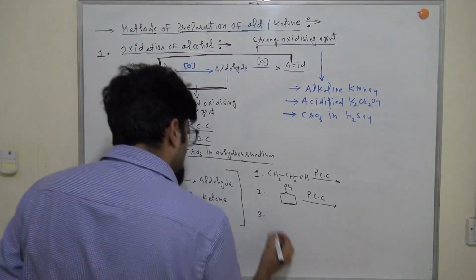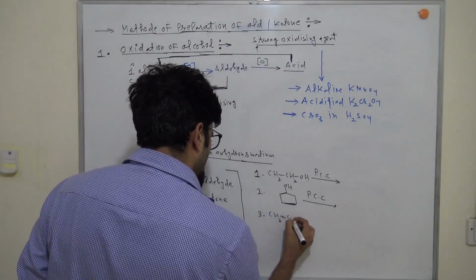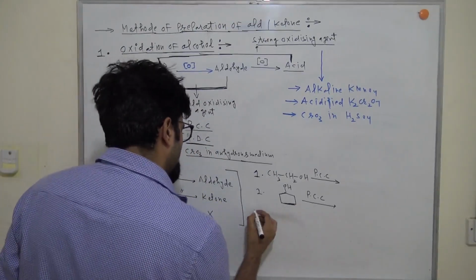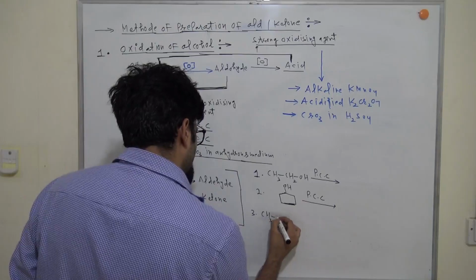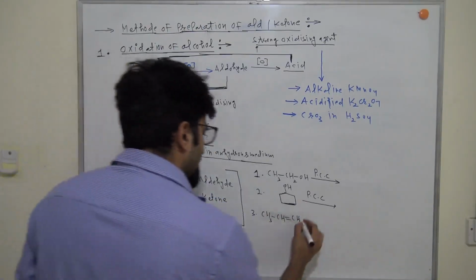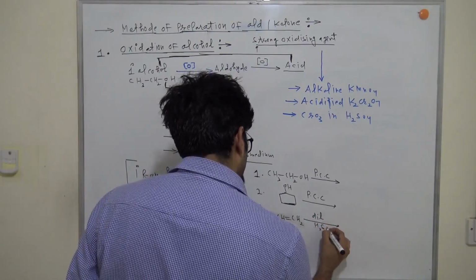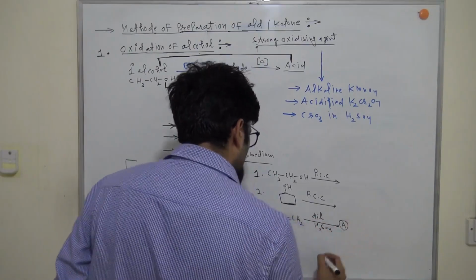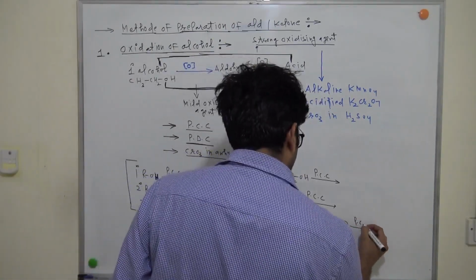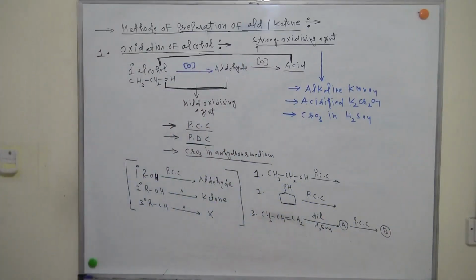Question number third is, guys, CH3CH=CH2 alkene. First I am doing its reaction with dilute H2SO4, that is my A product, and then I am doing its reaction with PCC, that is my B product. You have to tell me what is A and what is B product.